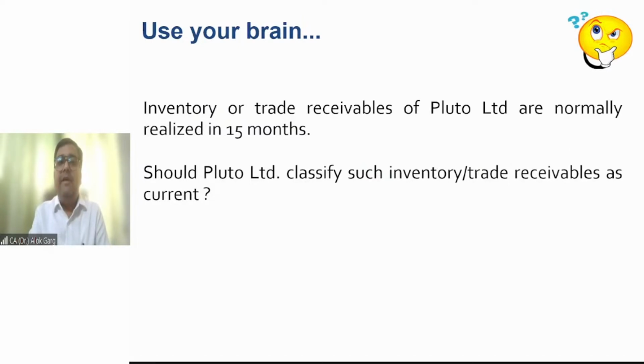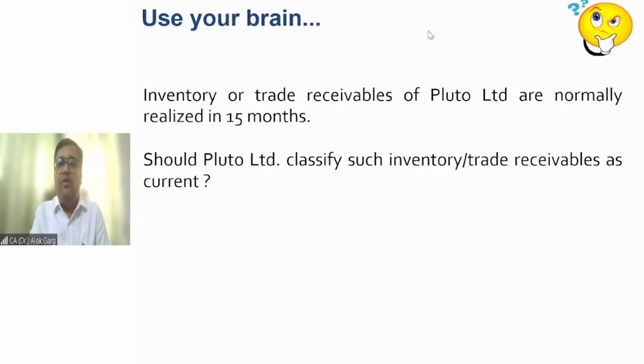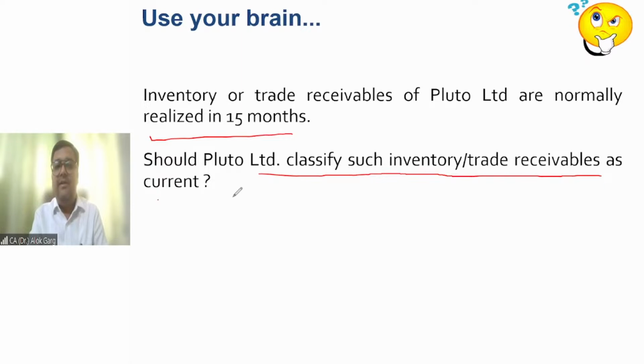Very good. Inventory or trade receivables of Pluto Limited are normally realized in 15 months. Should Pluto Limited classify such inventory or trade receivables as current? The answer is no. Why? Because the operating cycle is 15 months in this case. It will be considered as 15, right?